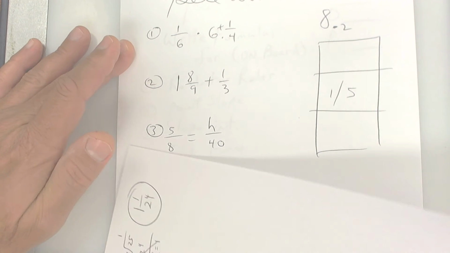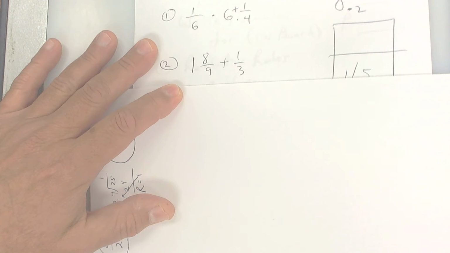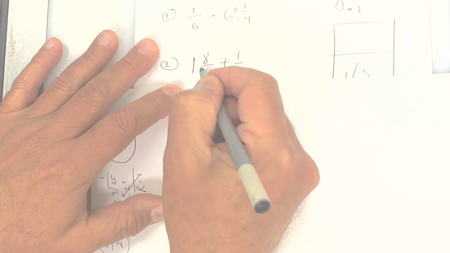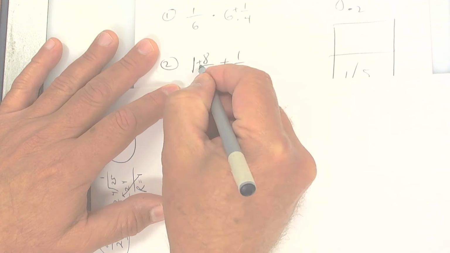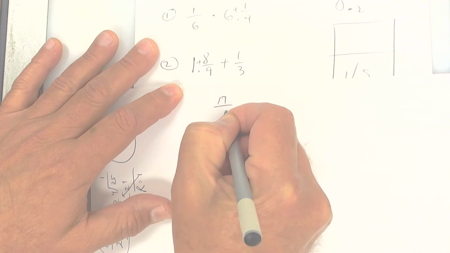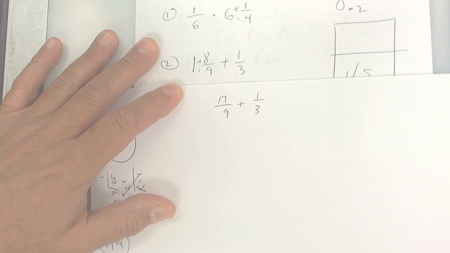This one right here, you're adding. In order to add, you must have the same denominator. So I would change this the way I taught you. So 9 times 1 is 9, plus 8 is 17 over 9, plus 1 over 3. Okay, this is the way I taught you.